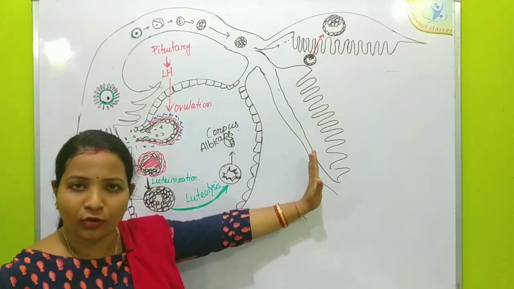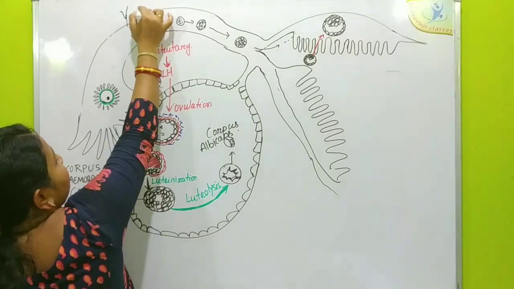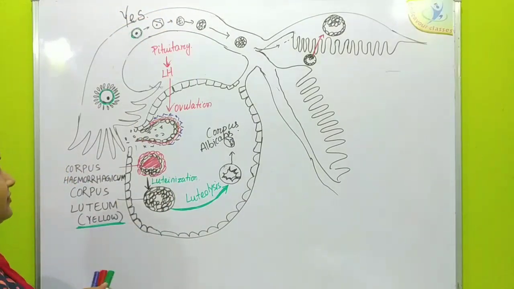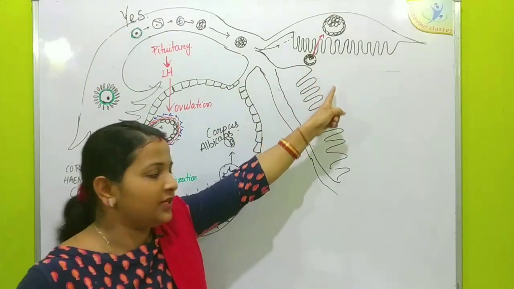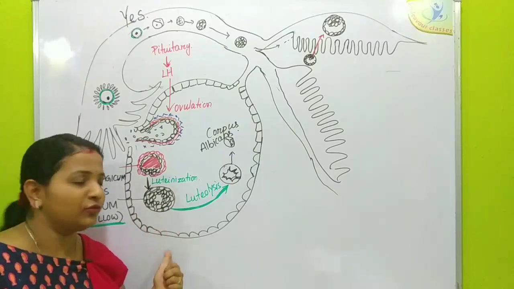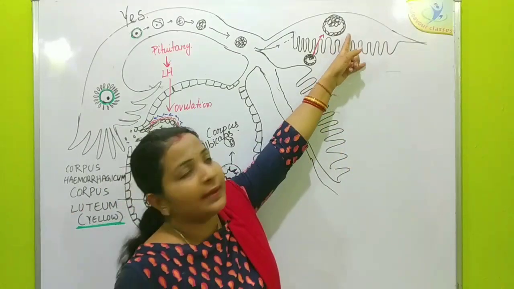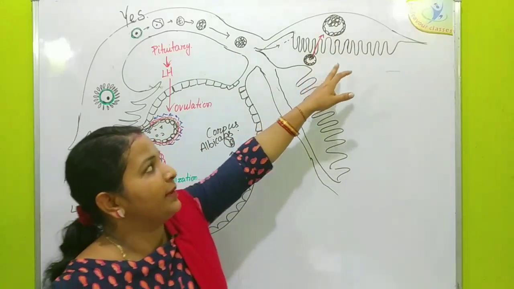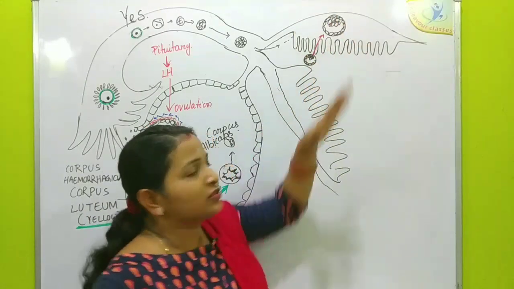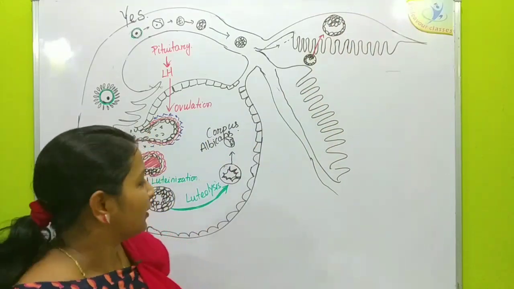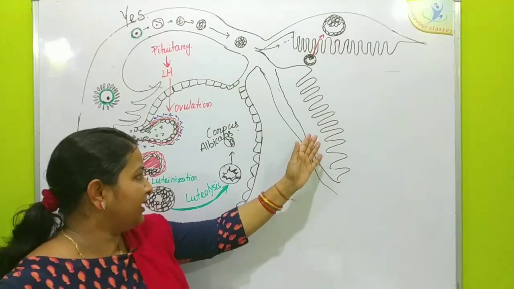And if fertilization occurs, then what happens? Zygote is formed. Then from the zygote, this pre-embryonic structure is formed, and the progesterone hormone secreted by the corpus luteum prepares the uterine endometrium for implantation. I have shown the process of implantation in this diagram. So this is how the implantation occurs. The blastocyst is completely buried inside the endometrium.